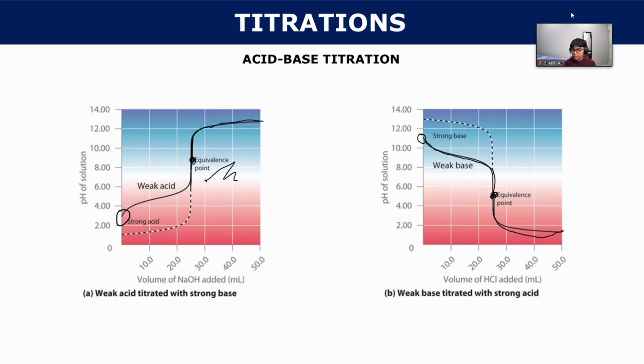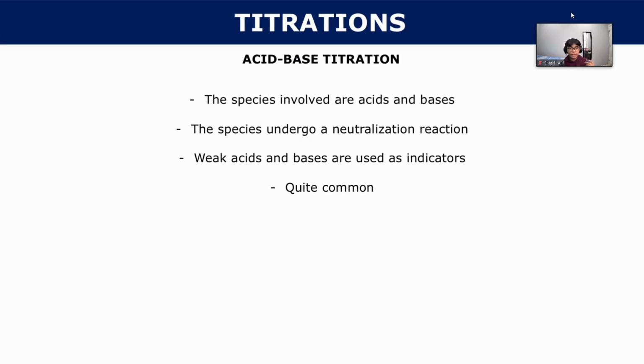So this entire time, we have been dealing with acid-base titrations. So in acid-base titrations, the species that are involved are acids and bases. And the species undergo a neutralization reaction, and it's usually going to be weak acids and bases that are going to be used as indicators. And acid-base titrations are very common in the industry.